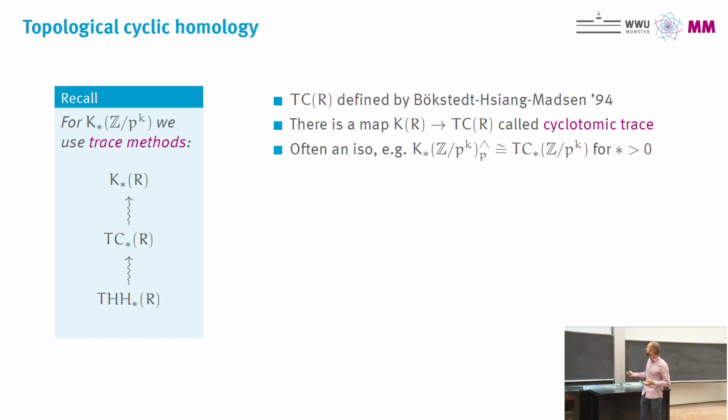And so now the question is, how do we get at TC, right? This tells us roughly that we can climb the upper ladder. We can go from TC to K-theory. And now how do we get from THH to TC?